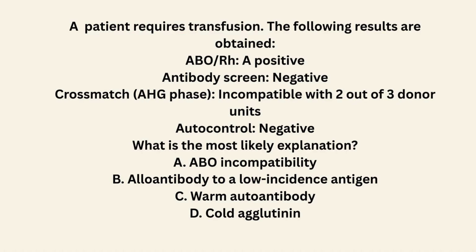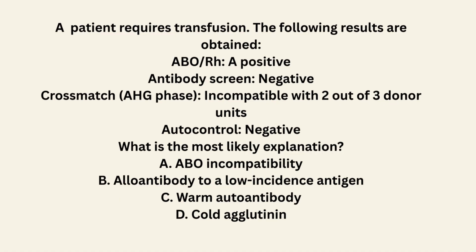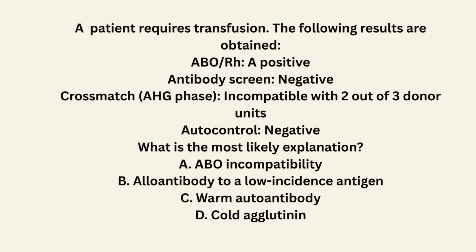A patient requires transfusion. The following results are obtained. ABO-Rh, A positive. Antibody screen, negative. Crossmatch, AHG phase, incompatible with 2 out of 3 donor units. Autocontrol, negative. What is the most likely explanation? A. ABO incompatibility. B. Alloantibody to a low-incidence antigen. C. Warm autoantibody. D. Cold agglutinin.